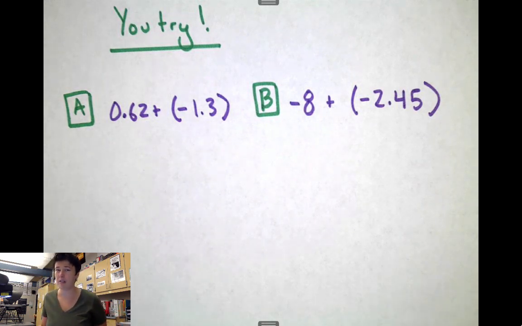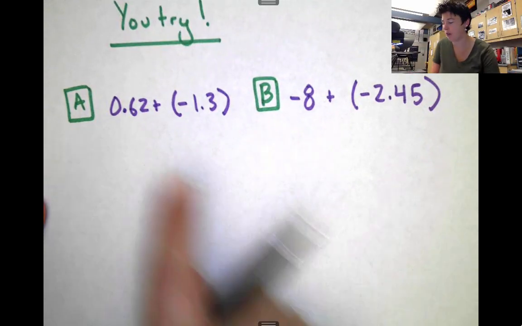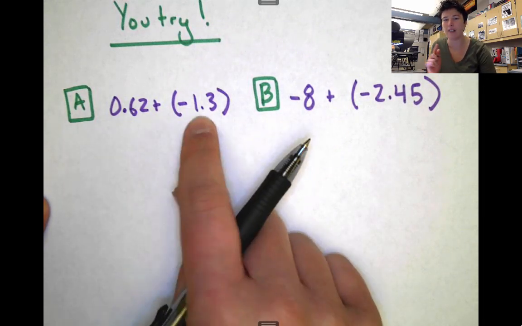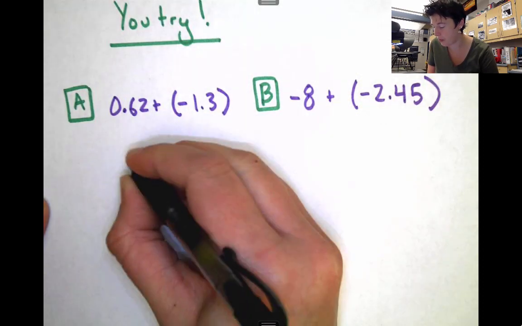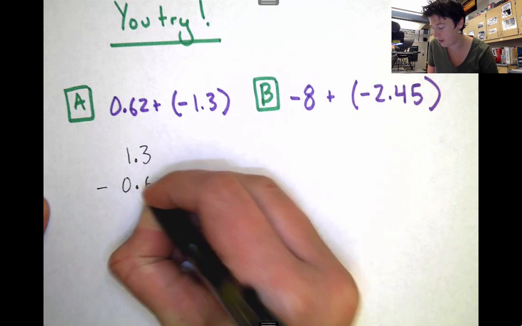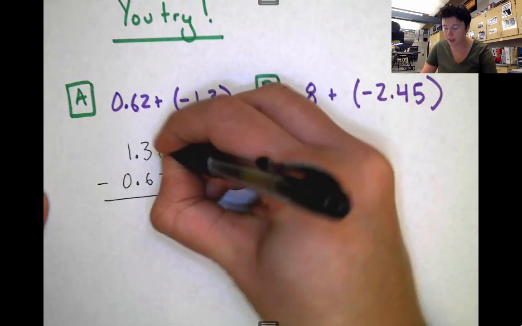Okay, so I'm hoping you're unpausing the video now, and you're checking to see if you're ready. So let's see if you did it correctly. So we're going to add these two decimals together. One's positive, one's negative. It's a subtraction problem. We're going to take the bigger number, the 1.3, and we're going to subtract the 0.62, biggest number on top. I'm going to put a 0 here to help myself out.